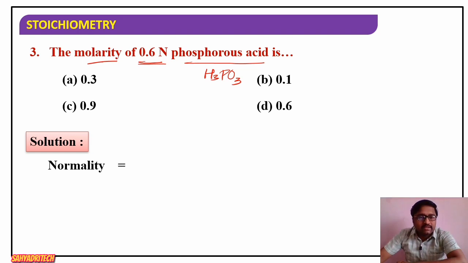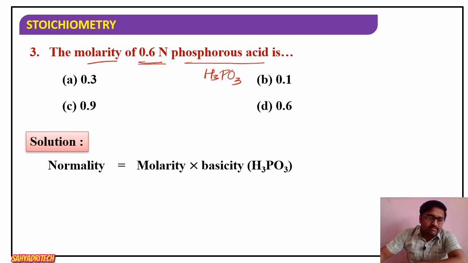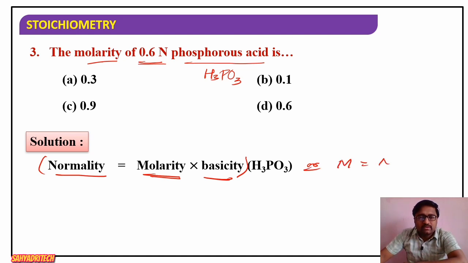So normality, we know the relation. Normality is equal to molarity into basicity is the general formula. So please remember this relation. Normality is equal to molarity into basicity. On rearranging, molarity is equal to normality divided by basicity. Yes or no? So normality, how much? 0.6 normal they are saying. 0.6 is equal to molarity, which we don't know, into the basicity. For phosphorous acid, what is the basicity? Its basicity is 2. Okay.